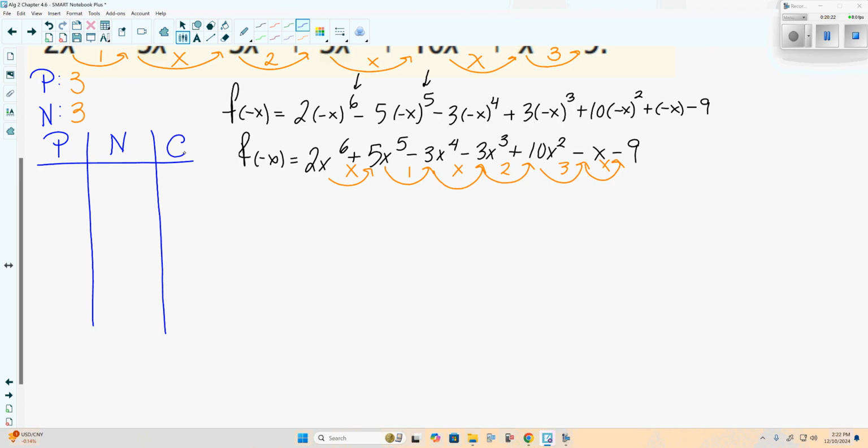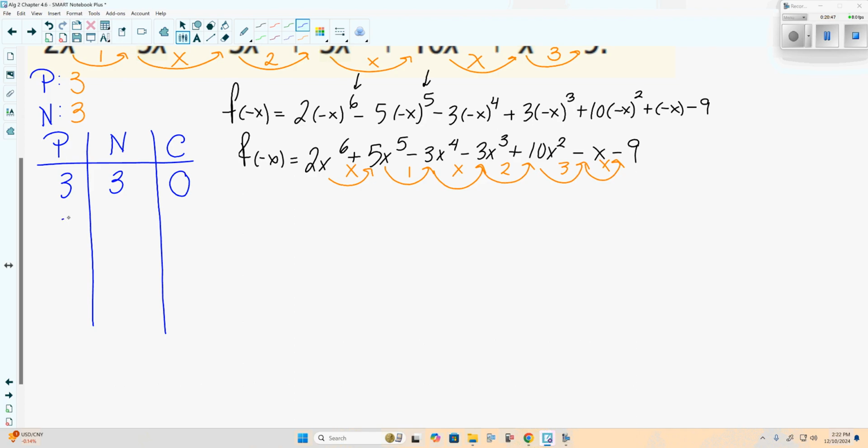Questions on anything we've done so far before we set this table up? So what's the most we can have of each? 3, because we found that we could have 3 positives or 3 negatives. Since the degree is 6, if we have 3 and 3, we have all of them, so we don't have any complex.